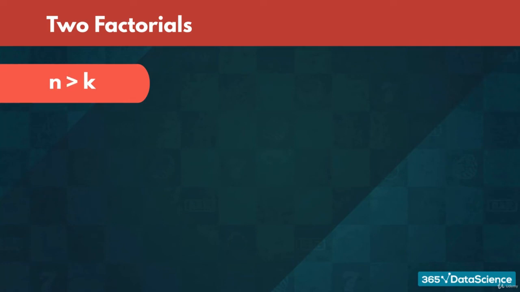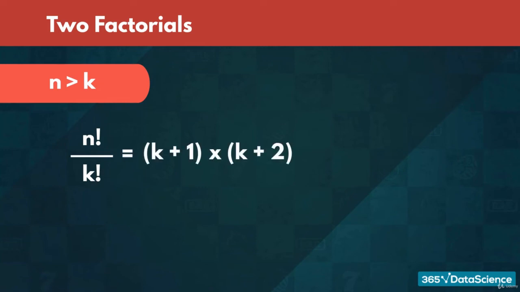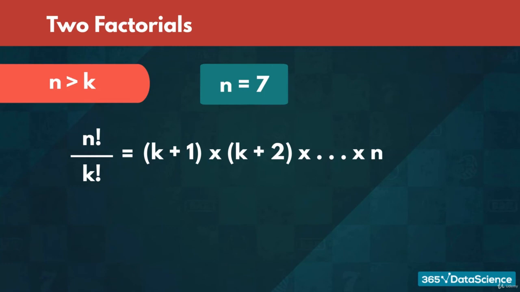An important observation is that if we have two natural numbers, k and n, where n is the greater number, then n factorial over k factorial equals (k plus 1) times (k plus 2) all the way up to n. Let's look at an example where n is 7 and k is 4.